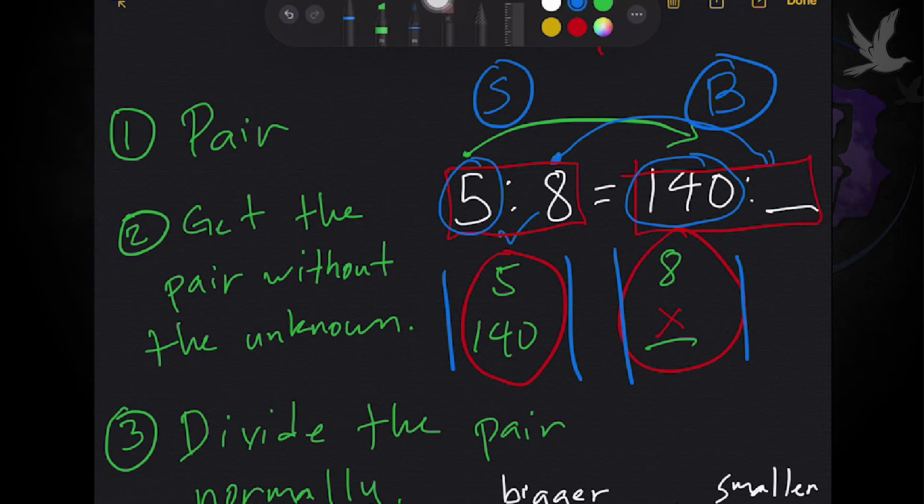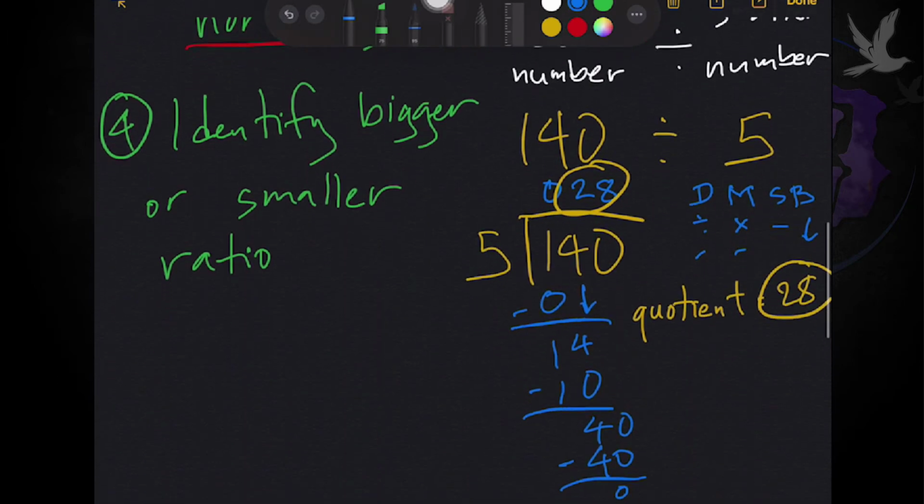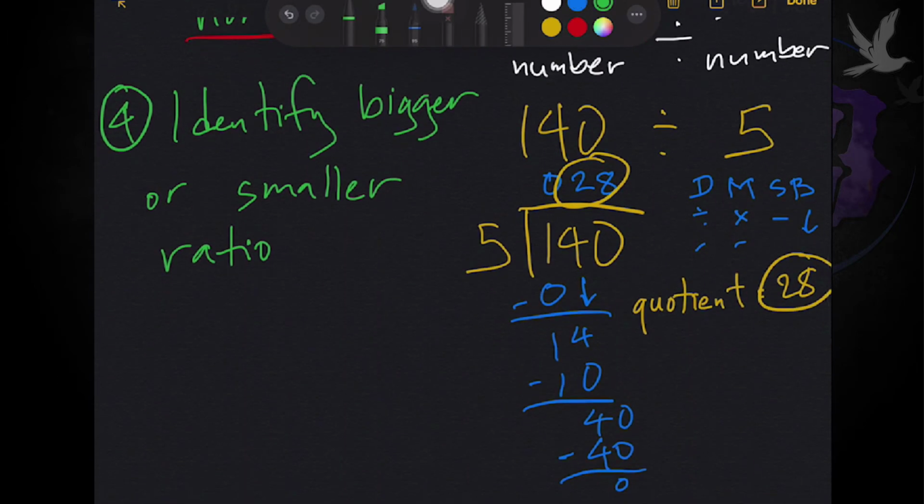Okay. Ngayon, saan ang missing value natin? Does this missing value belong to the smaller set of ratio or the bigger set of ratio? Diyan na ngayon papasok itong continuation for our rule number 4. Identify bigger or smaller ratio.